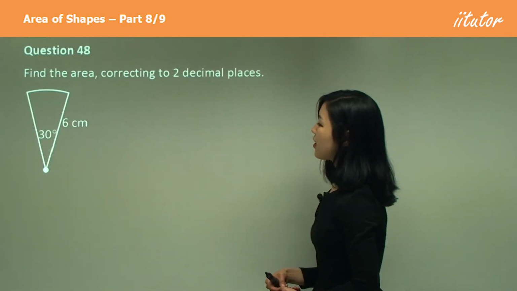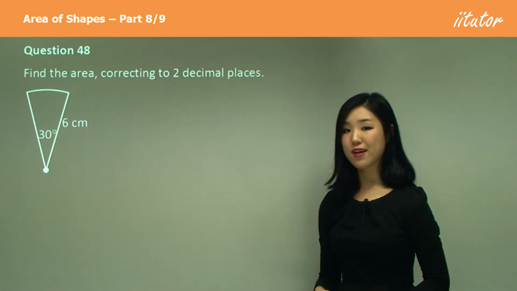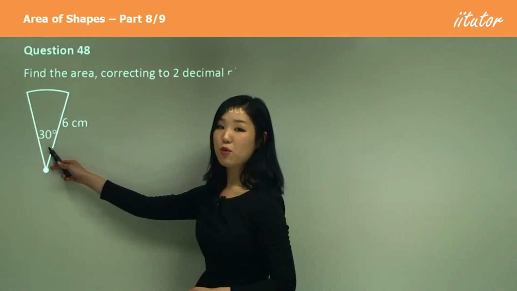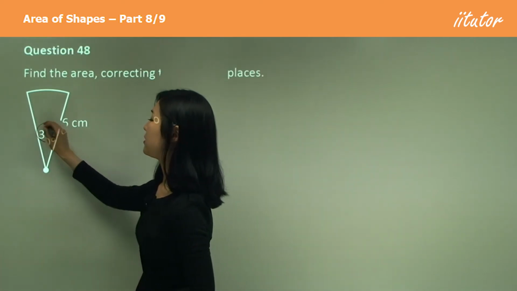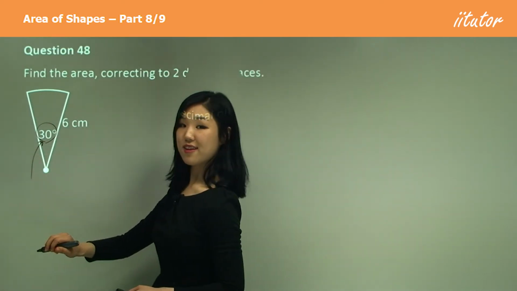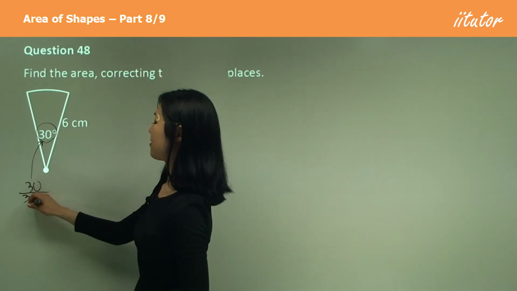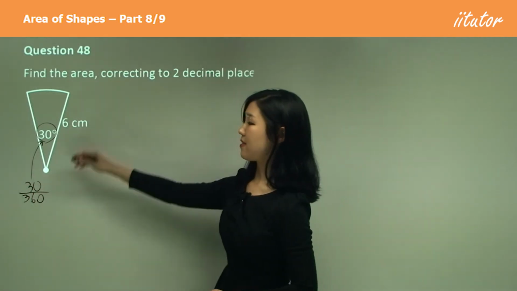Find the area. Okay, now this time it's not a full circle, it's a fraction of a circle, isn't it? And they give you the angle is 30. So what fraction of the circle does this indicate? Can you guys tell me? 30 out of 360, isn't it? And the radius is 6.